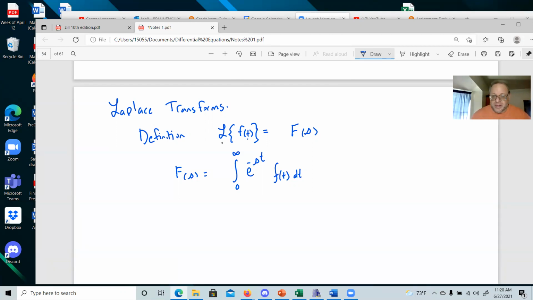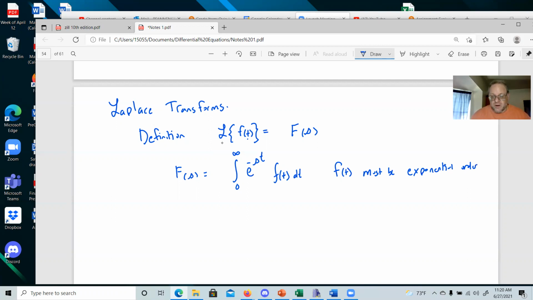One thing we do have to make sure that we know is f of t must be of something called exponential order, because this works only if it exists. The Laplace transform only works if this integral actually exists.